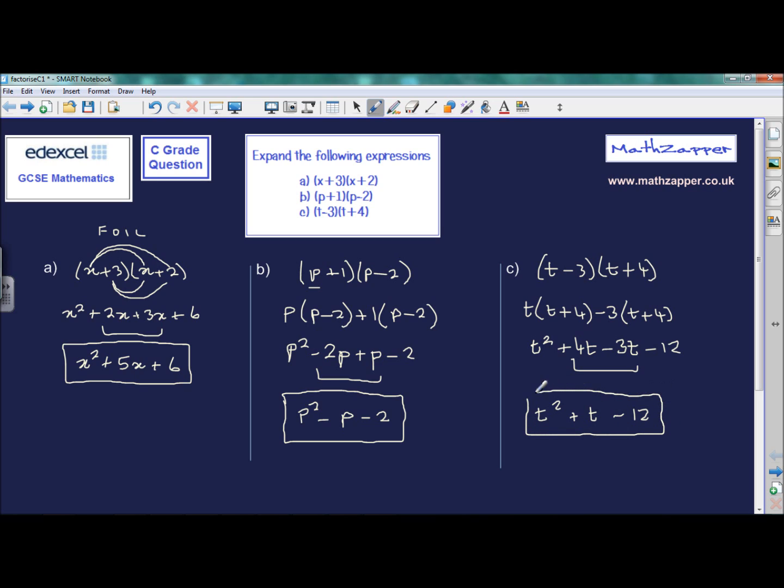And you have a choice of methods. You can use the FOIL method, or you can use the method where you use the component parts of one bracket multiplied by everything in the remaining bracket.